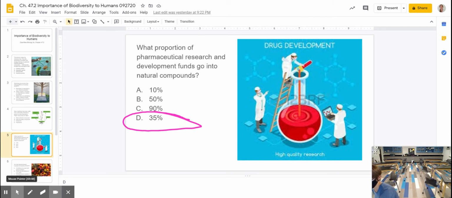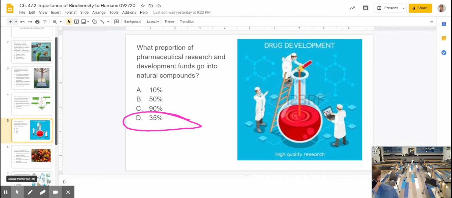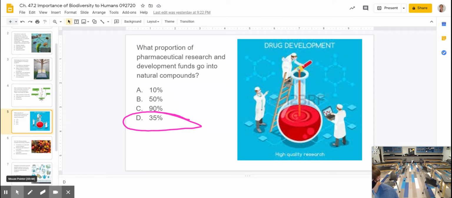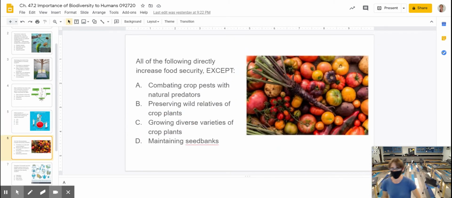No, this screen's not very responsive today. Come on. Why are we not going to? Oh, yeah. Okay, here we go.